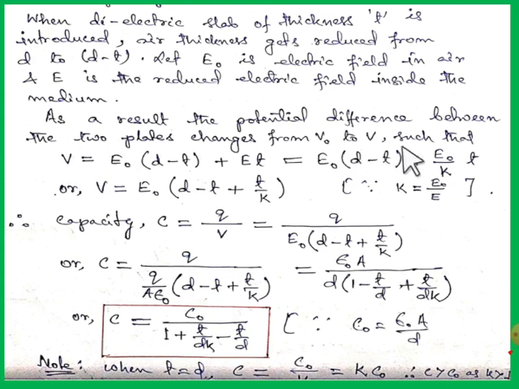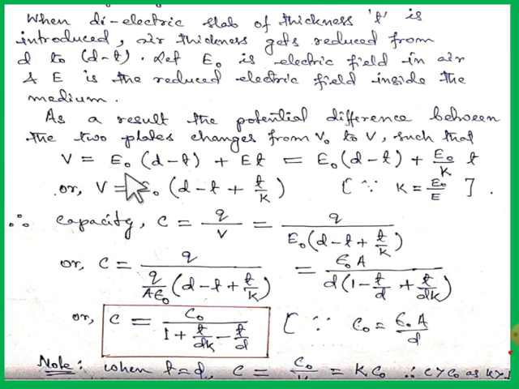Now V decreases, such that V will be equal to what? E naught is the electric field in the space where there is no dielectric medium, and E is the electric field where there is dielectric medium. Got it? This E is equal to E naught minus EP. But we will not try to express it in that way, rather we will try to express it in terms of the dielectric constant, right?